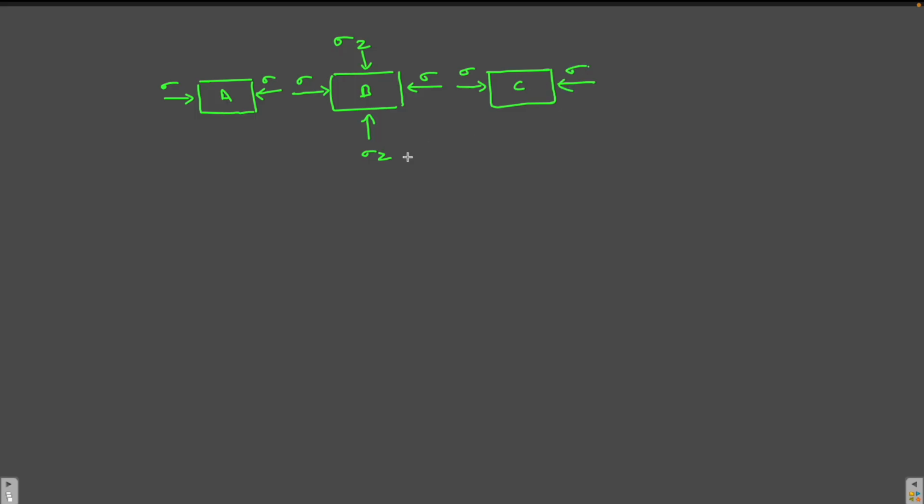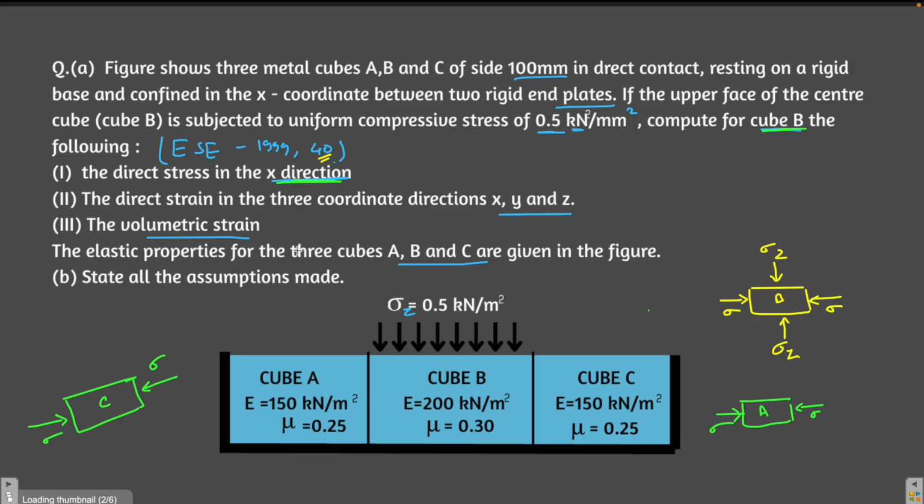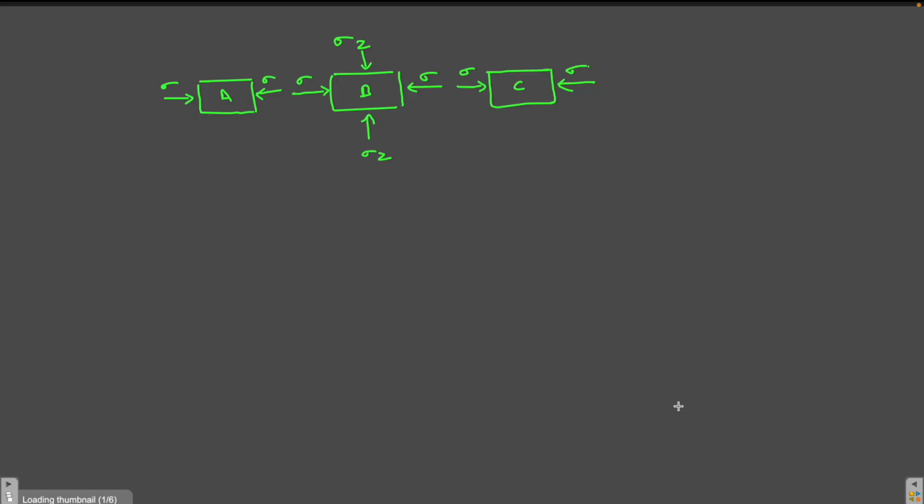Now using that, the walls are rigid. These two walls are rigid. So basically there will be no overall change in the length, right? So if we use that condition, we can find out what is sigma.